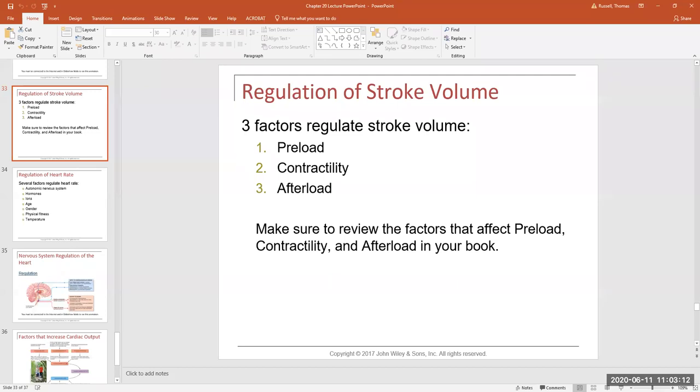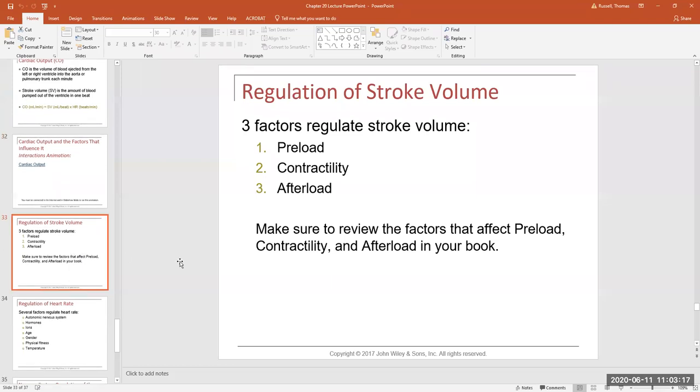All right. I'm going to stop sharing my screen here. We're going to pick back up with stroke volume and cardiac output next time. If any of you guys have any questions, I wanted to say I'm here.